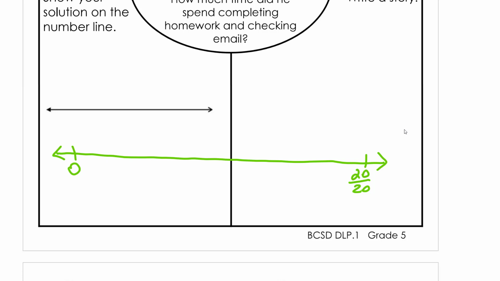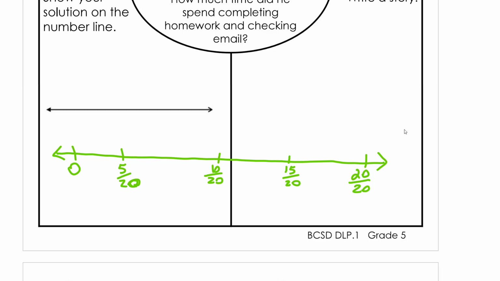Okay, so what I'm going to do is I'm going to come here and I'm going to say 5 20ths. I'm going to come right about here. I think we should repair that, don't you? I think so. And then 10 20ths. And then I have 15 20ths right here.